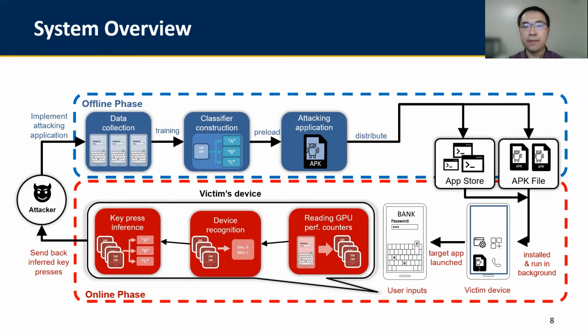Once the attacking app is installed on victim's device, the online attacking phase starts once the user launches the app. The malicious app will launch a background service to keep querying the GPU performance counters in the background in order to monitor user activity and infer any user keyboard inputs using the classification model built offline. The eavesdropping results can later be sent back to the attackers through the internet.